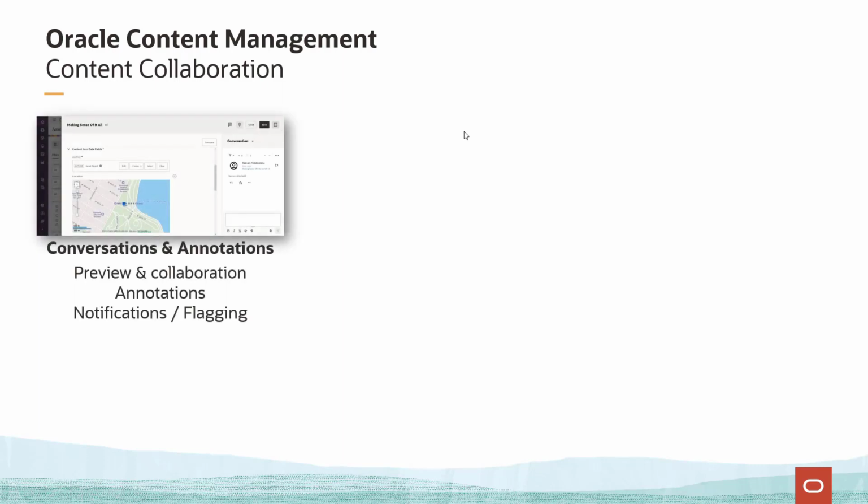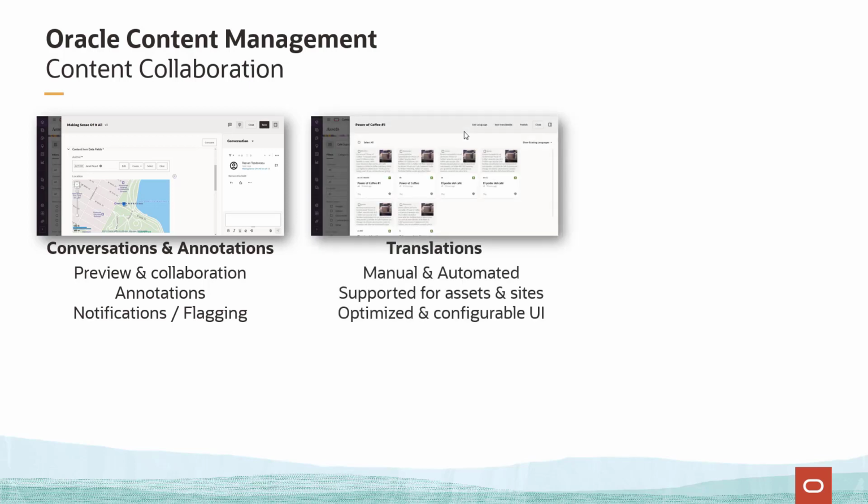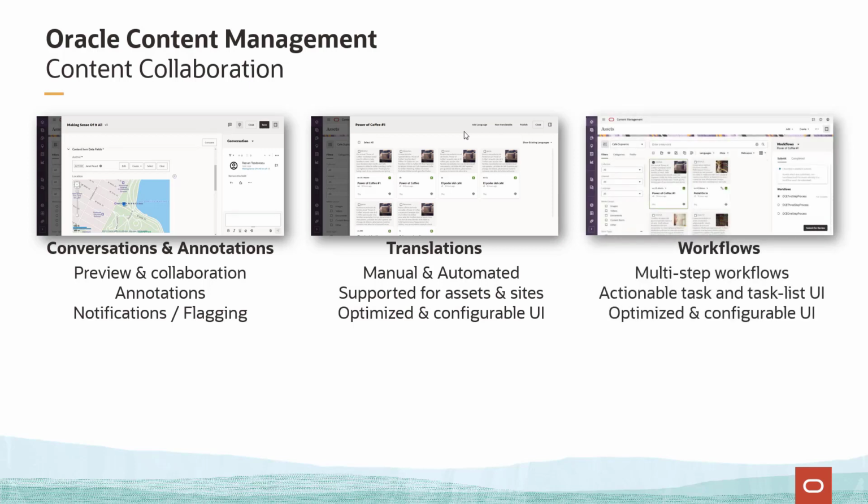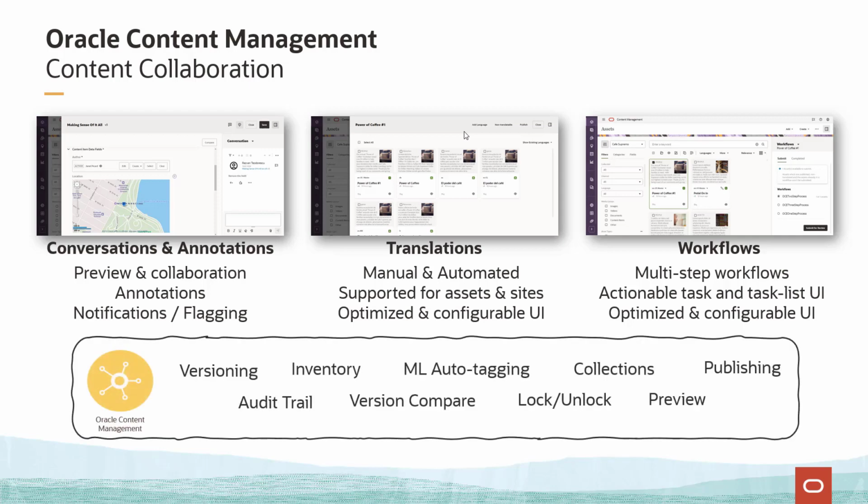Now, in terms of content collaboration, there's a number of capabilities that we can highlight. For example, conversations and annotations, the ability to preview and collaborate on the content in real time while placing annotations and flagging people to notify on actions to be taken. Or, for example, translations through Oracle Content Management that can be both manual and automated through translation connectors, and they're supported both at asset and sites type through an optimized and configurable UI that allows you to view and preview how the content would look for certain languages, or potentially also multi-step workflows for approval that you can action directly from the Oracle Content Management UI, and also offer you a dedicated task actioning panel and task list panel within that same UI.